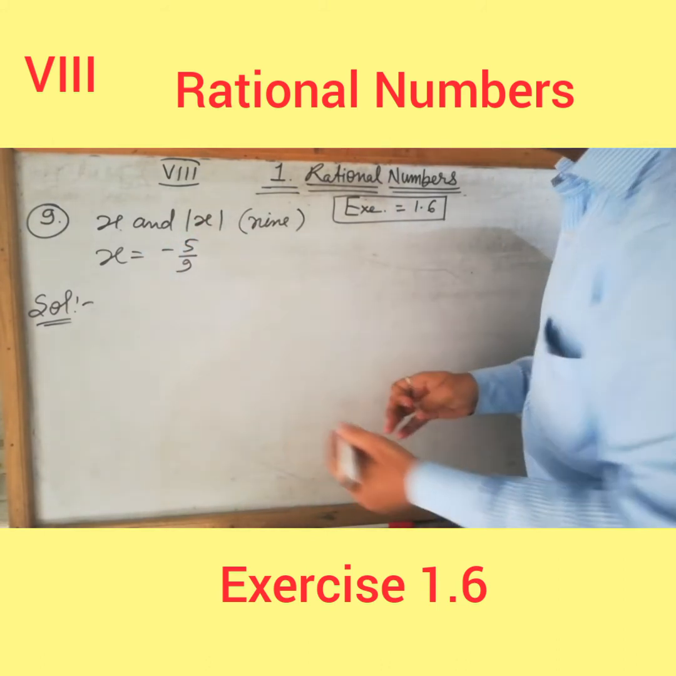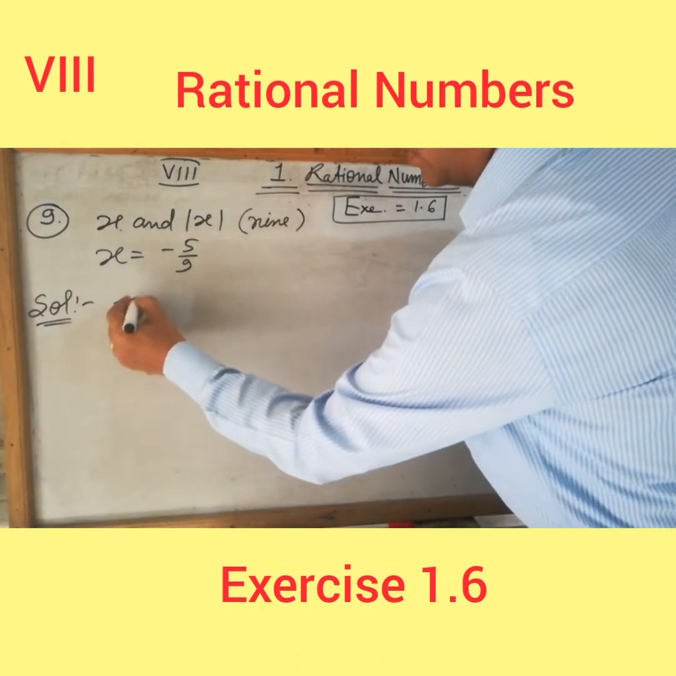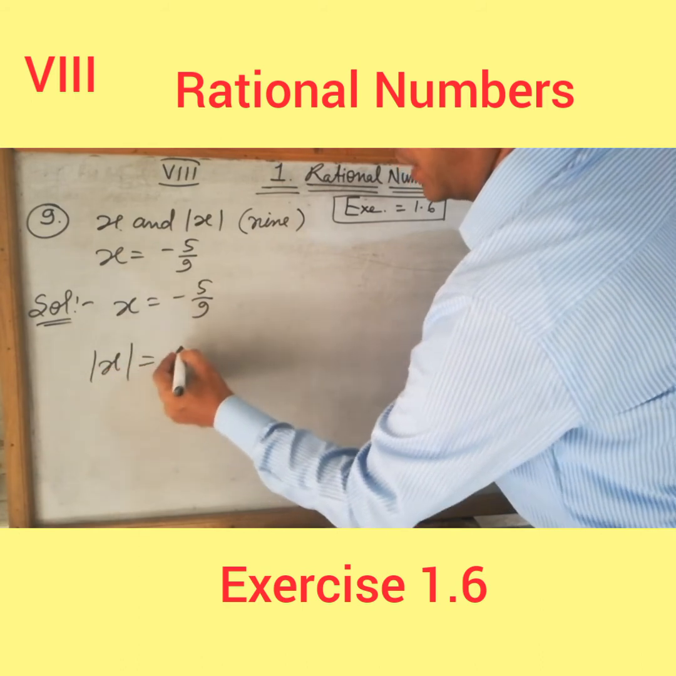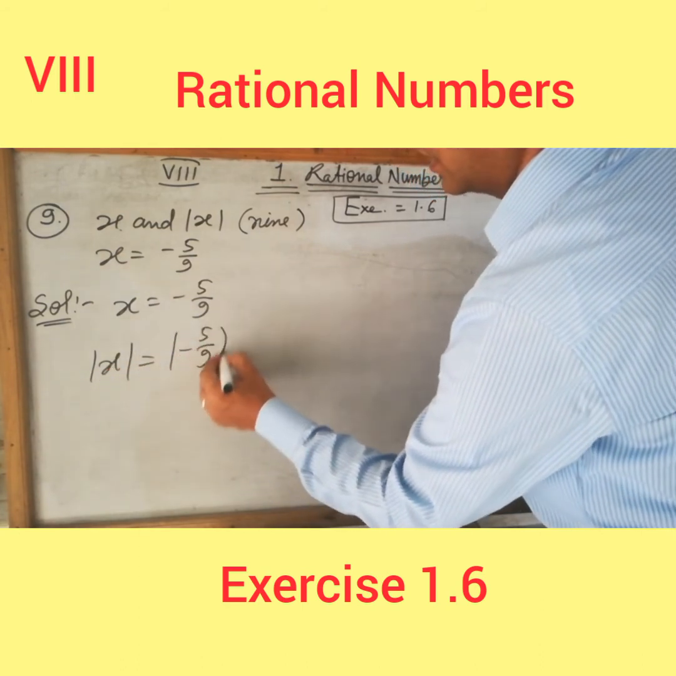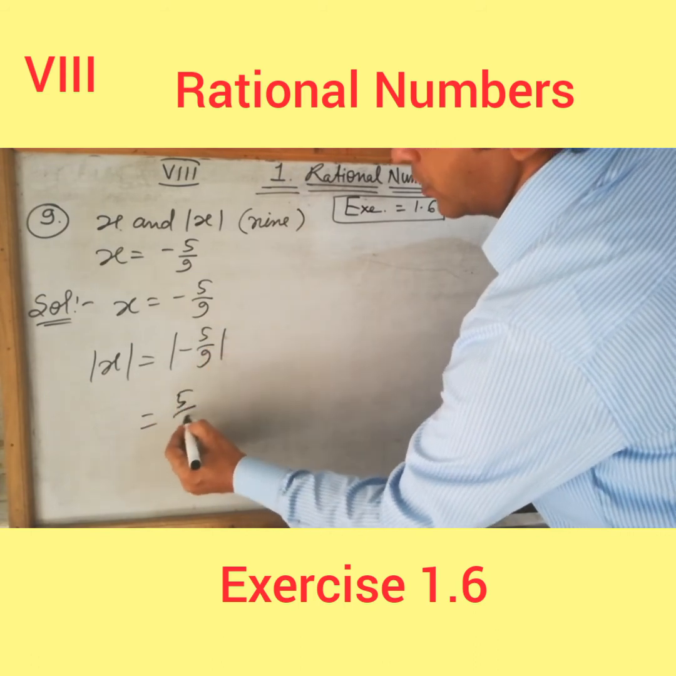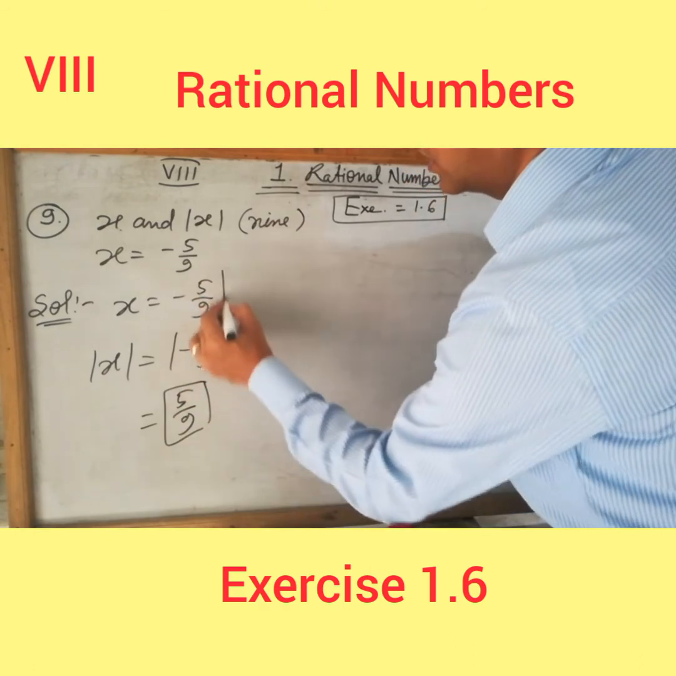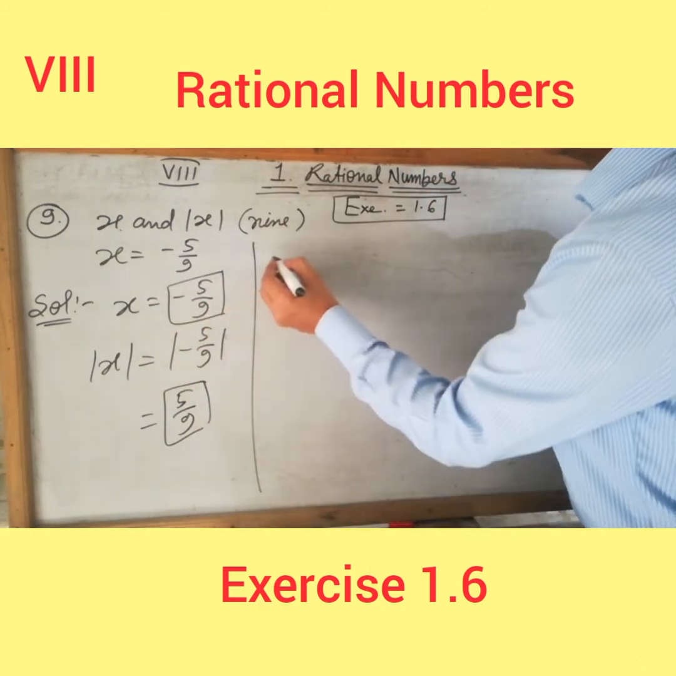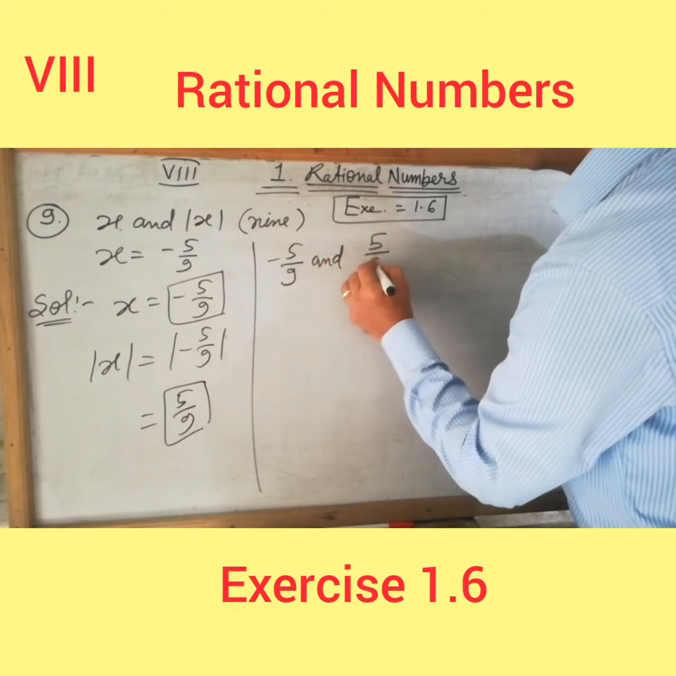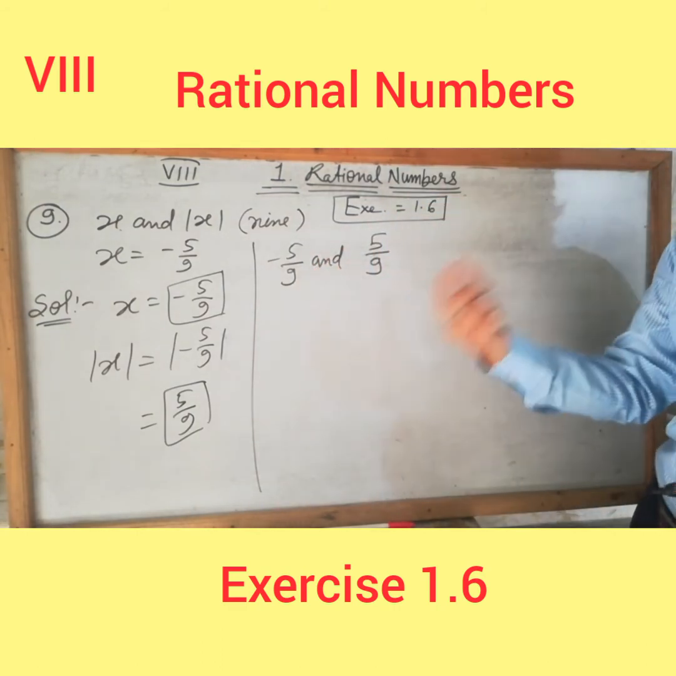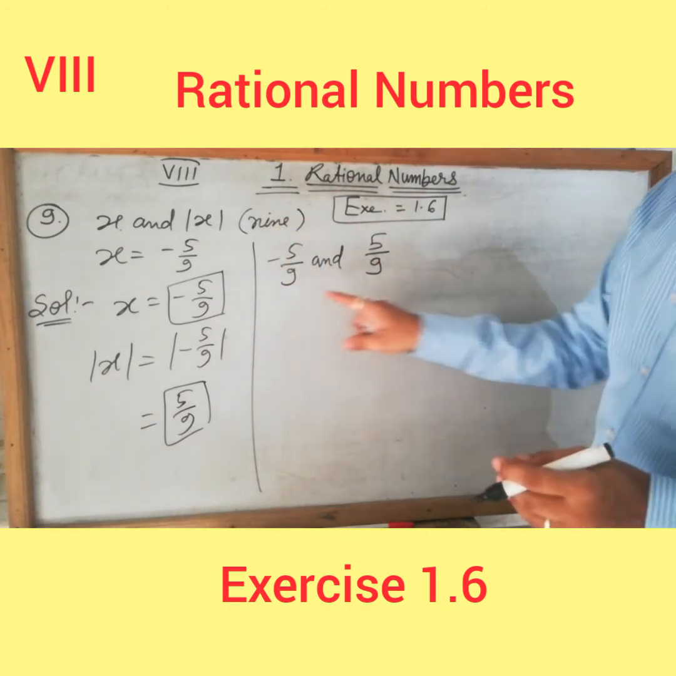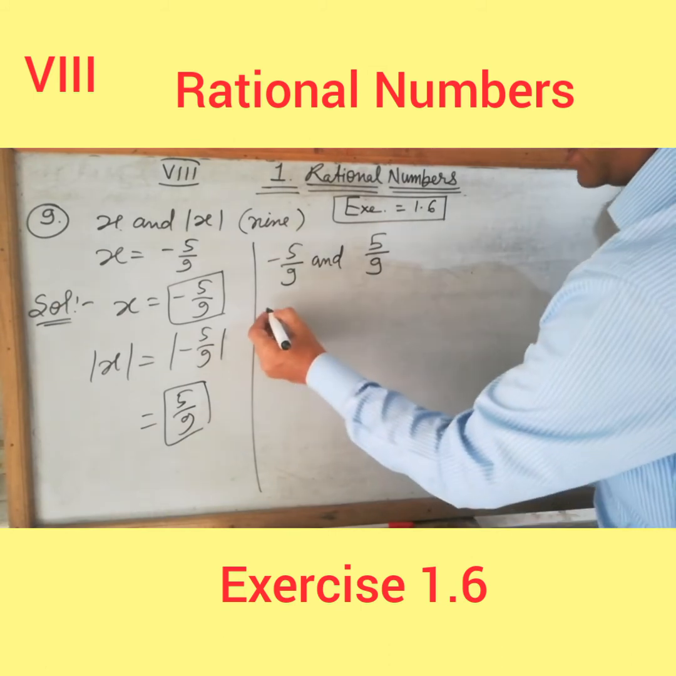Okay. So first of all, we find out the absolute value of this number. X is equal to minus 5 upon 9. And the absolute value of x, of minus 5 upon 9, is equal to 5 upon 9. So your two rational numbers are minus 5 upon 9 and 5 upon 9. Okay. Now you have to find out the 9 rational numbers between them.